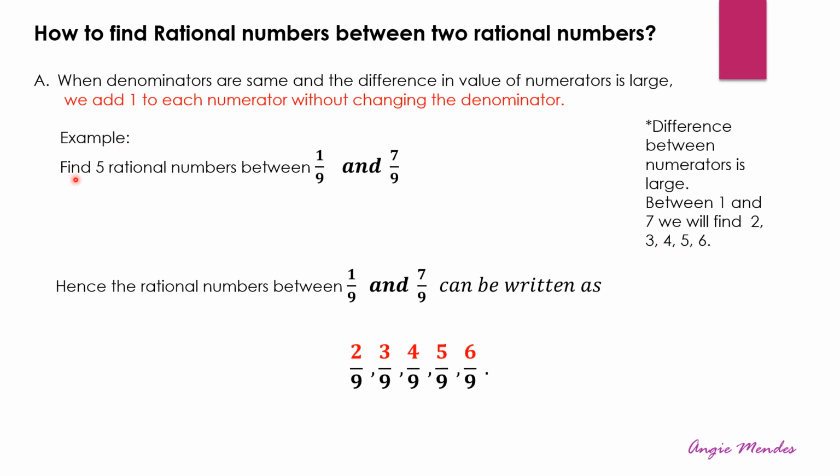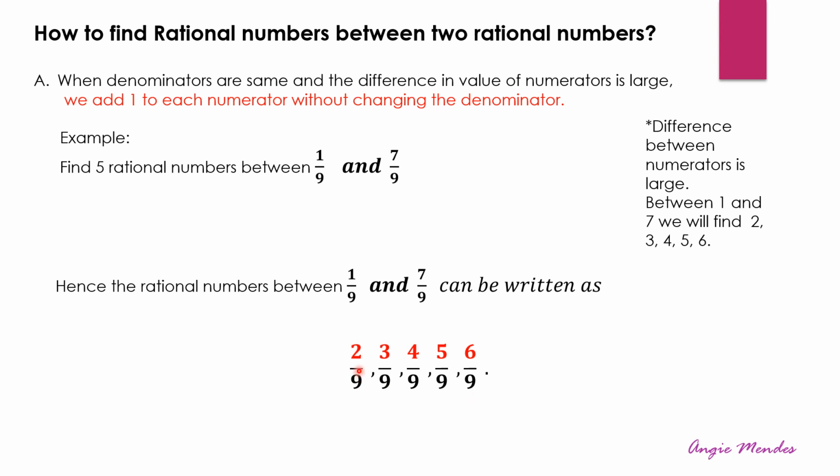Now we are asked to find 5 rational numbers and these can be easily found between the numerators between 1 and 7. So the rational numbers between 1 upon 9 and 7 upon 9 can be written as 2 upon 9, 3 upon 9, 4 upon 9, 5 upon 9 and 6 upon 9.